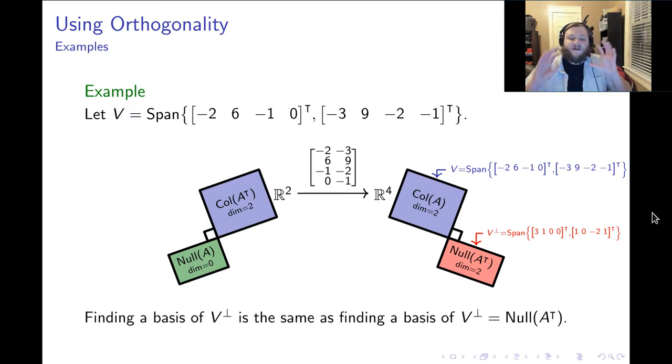So the punchline here is that if somebody defines V abstractly in this way, we can convert this abstract definition into something numerical that's much easier to work with. So never be intimidated by span. Just convert the span definition into the column space of a matrix and then work numerically.